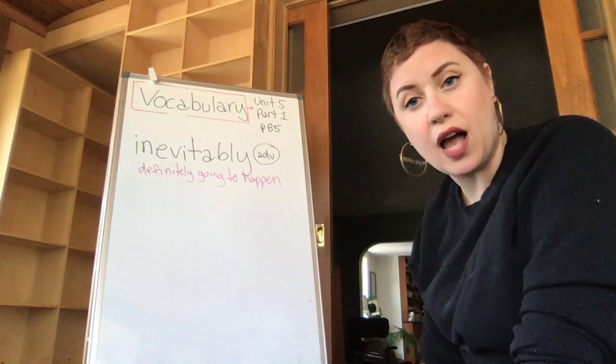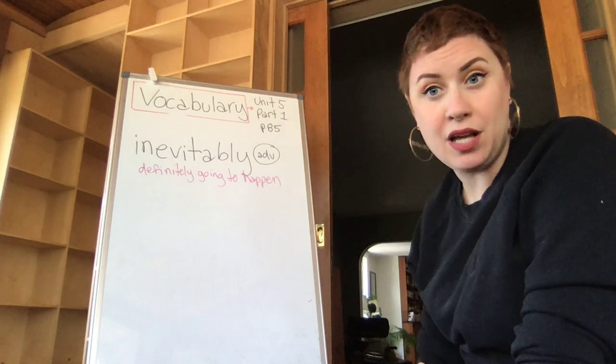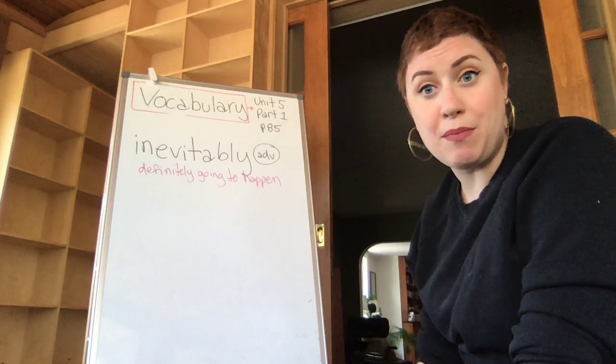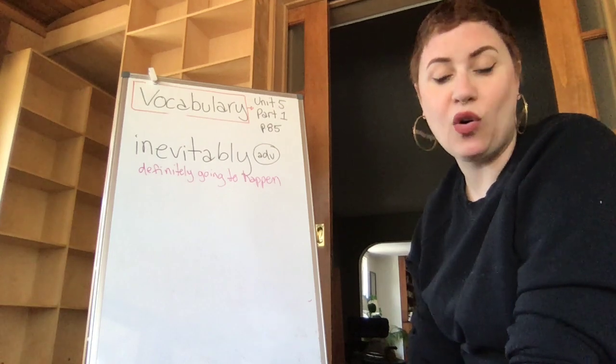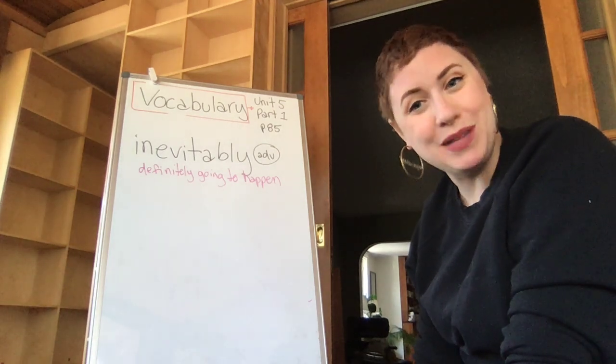So here it's describing the verb become. So it's saying that the becoming weak will definitely happen. It's inevitable, or it'll inevitably happen.